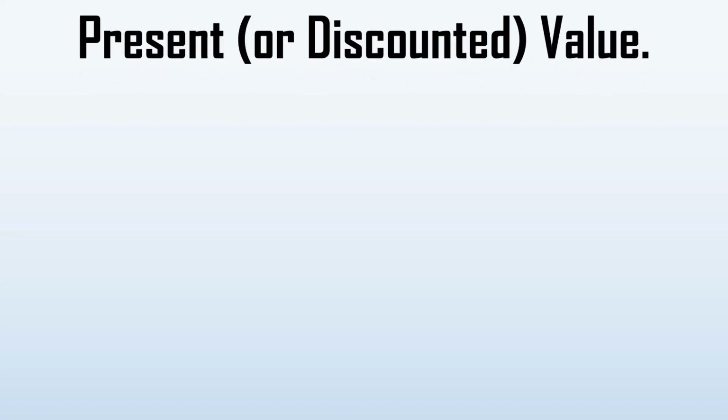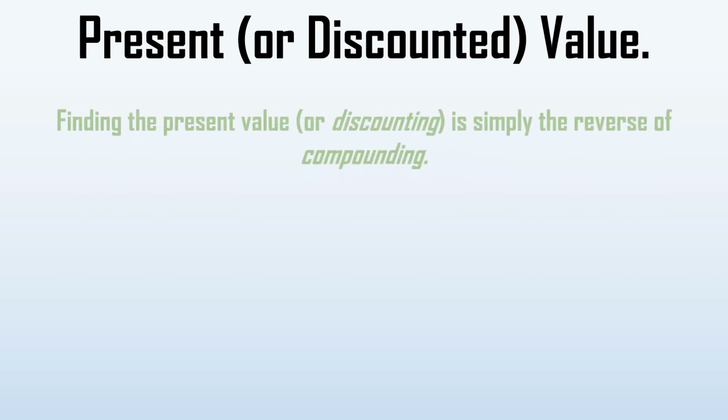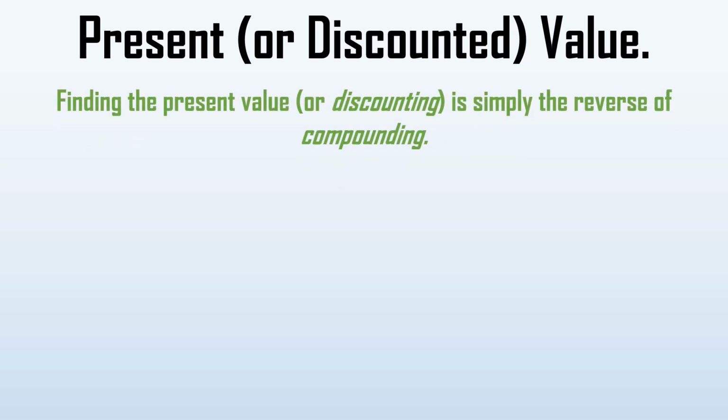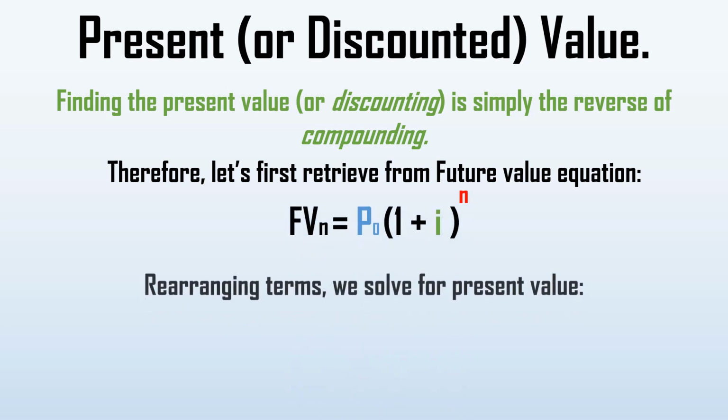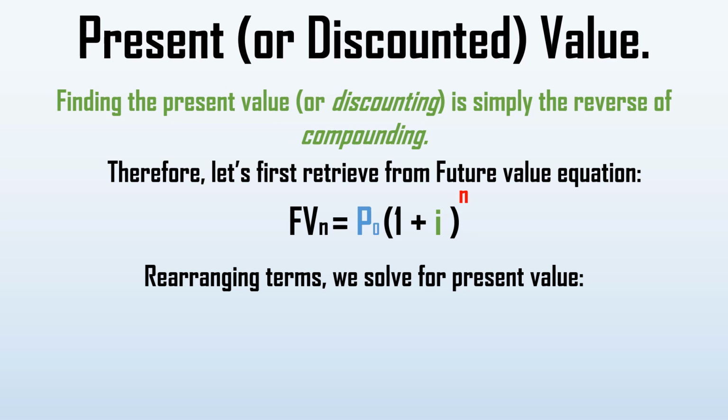Now let's define the present or discounted value. Finding the present value or discounting is simply the reverse of compounding. Therefore, let's first retrieve from the future value equation. Rearranging terms, we can solve for the present value.